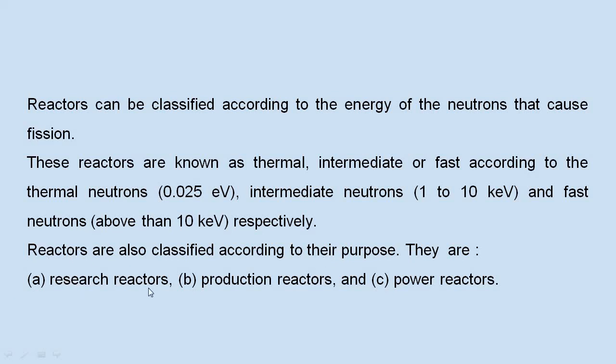And reactors are also classified according to their purpose. They are research reactors, production reactors, and power reactors. A research reactor is used for research purposes in nuclear fission and also for medical purposes and for producing radionuclides, etc. And these production reactors are mainly used for converting fertile material to fissile material. And power reactors are used for power generation. That is a nuclear power plant.